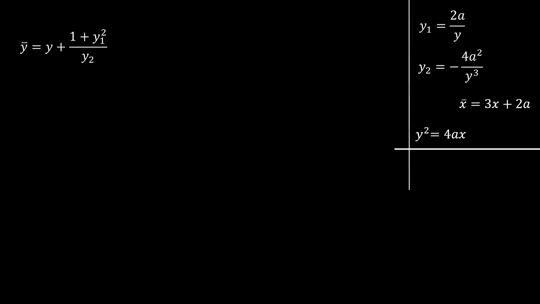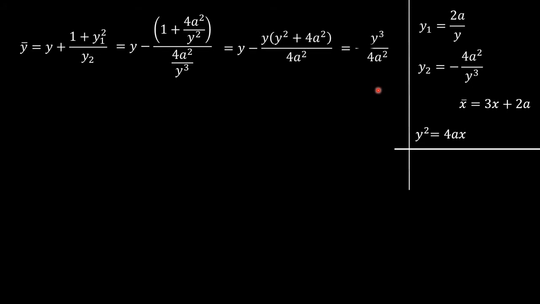coordinate of the center of curvature, given by y bar is equal to y plus 1 plus y1 square divided by y2. Just substitute the values of y1 and y2, students. What is the value of y1? It is 2a by y, and y2 is minus 4a square divided by y cube. Simplify it so that the corresponding y coordinate of the center of curvature is minus y cube divided by 4a square. That completes the first part of the question, students.